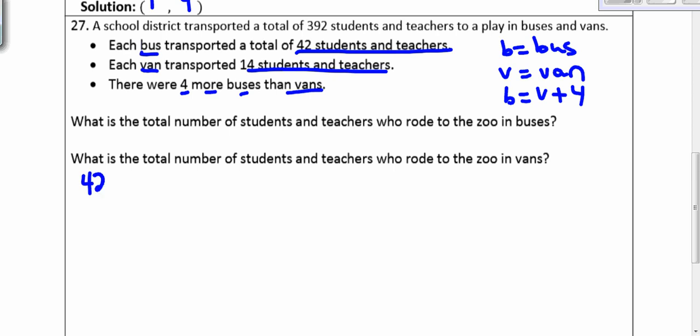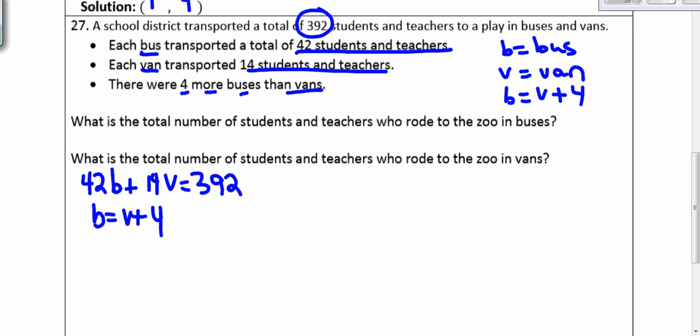You have 42 students and teachers on each bus. Then you have 14 students and teachers on each van. Altogether, there's 392 of those students. Then you could put B equals V plus 4. When you circle this right here, you substitute that in, and I'm going to go right over here, 42 times V plus 4. So when you substitute that B in, it's 42 times V plus 4 plus 14V equals 392.